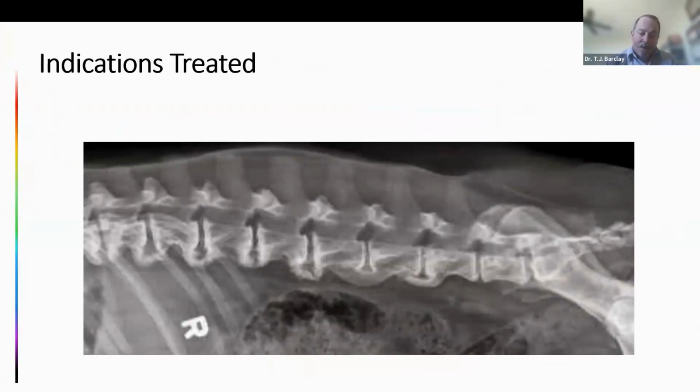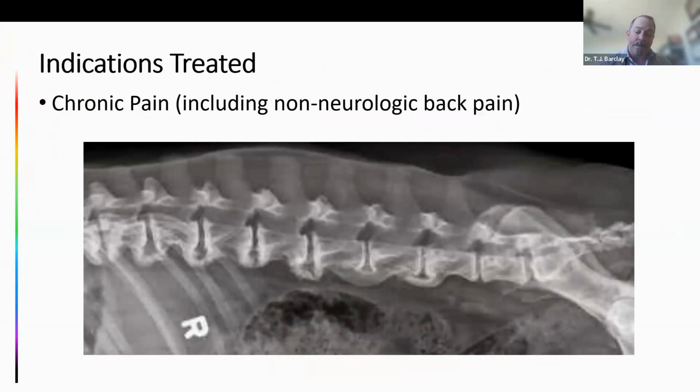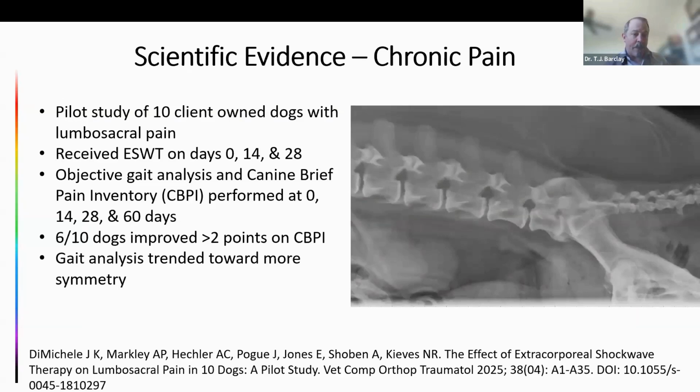Somewhat related to arthritis is the treatment of chronic pain indications, and this is going to be things like post-surgical pain and non-neurological back pain. And this is a study that was actually just published recently, looking at lumbosacral disease in dogs. So this was a group of client-owned dogs with diagnosed lumbosacral pain.